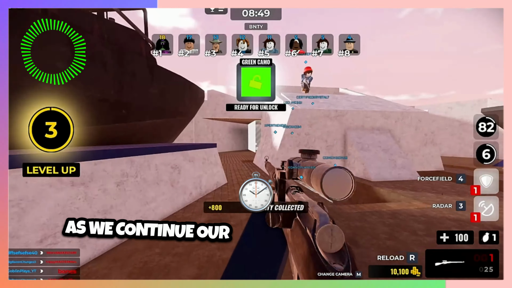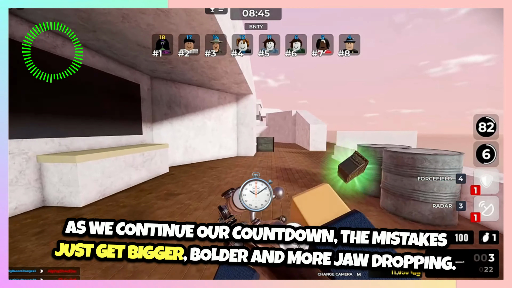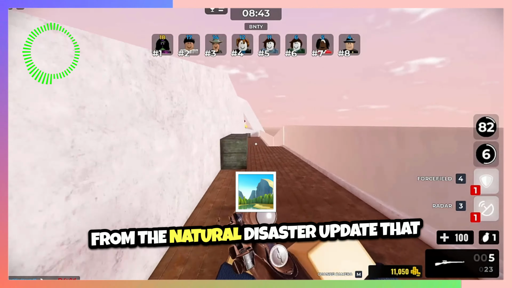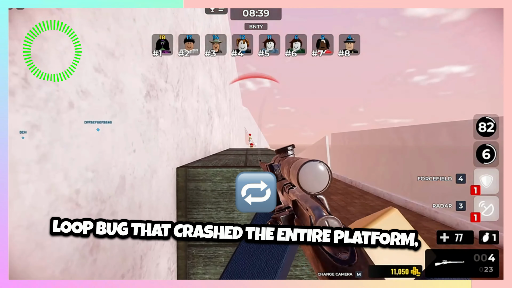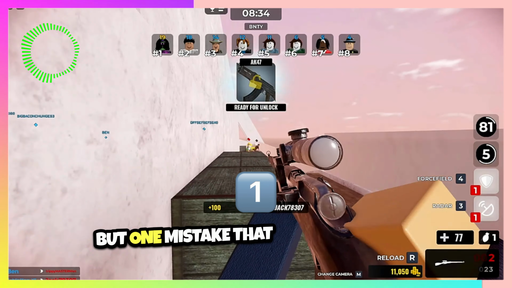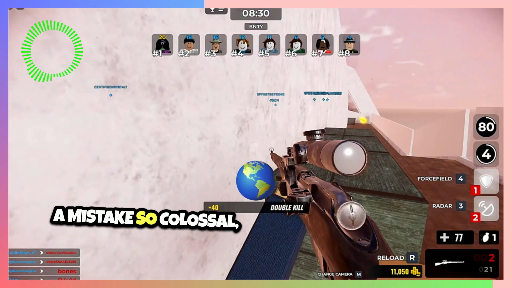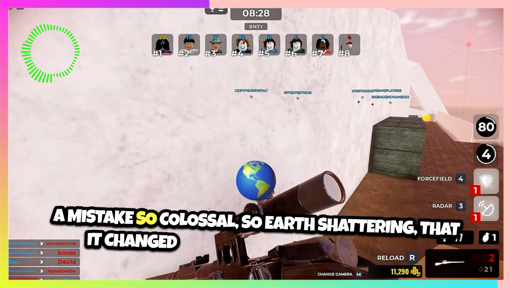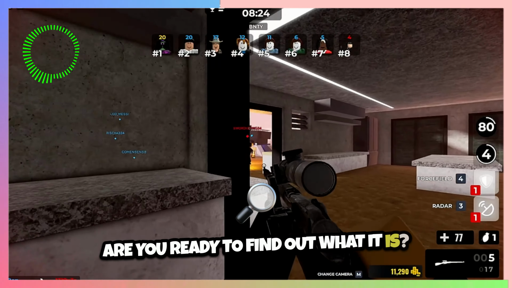As we continue our countdown, the mistakes just get bigger, bolder, and more jaw-dropping. From the natural disaster update that destroyed entire cities to the infinity loop bug that crashed the entire platform, each mistake is more astonishing than the last. But one mistake stands head and shoulders above the rest, a mistake so colossal, so earth-shattering that it changed the course of Roblox history forever. Are you ready to find out what it is?